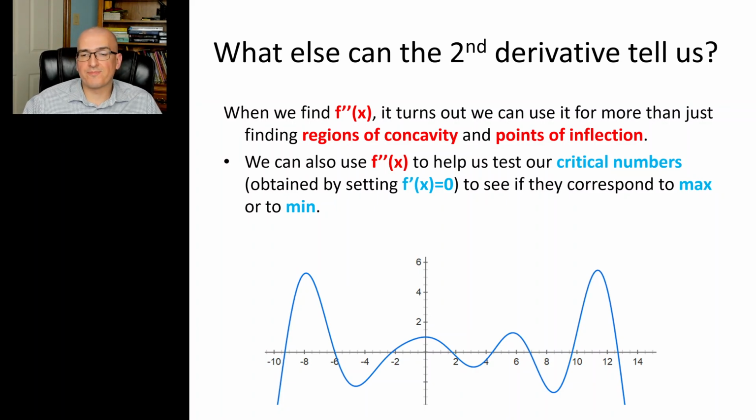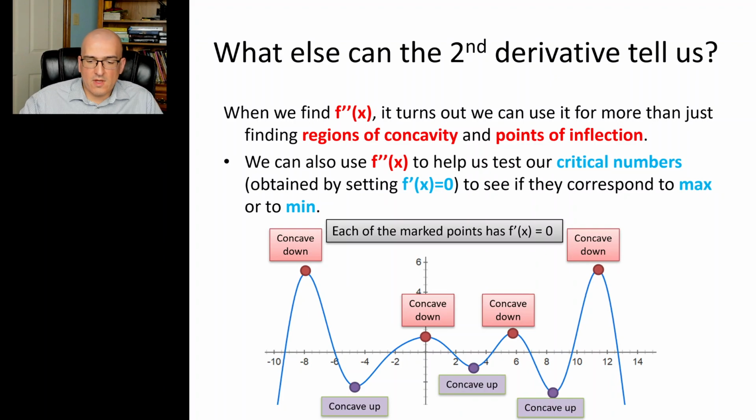There is a shortcut. Look at this graph with all the max and min on it. Notice that every location where there's a max, the graph is concave down. Every location where there's a min, the graph is concave up. This is a little bit misleading because it isn't always the case for every single type of function.